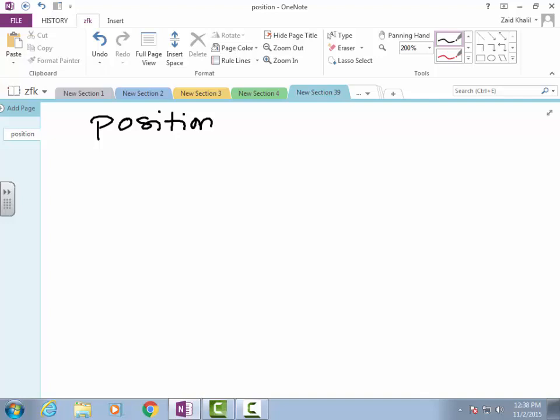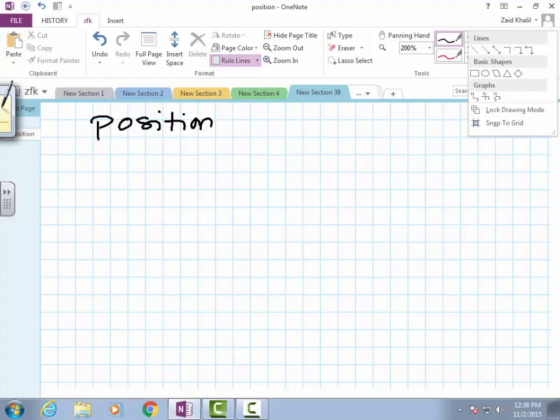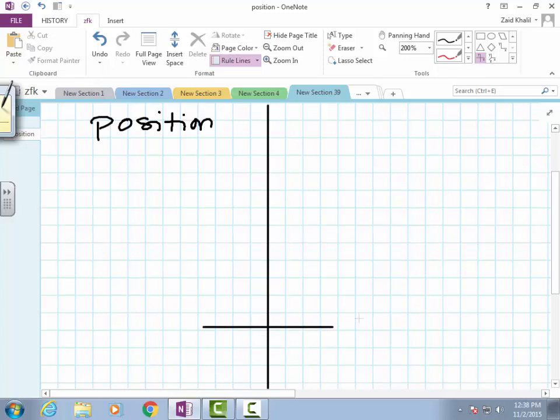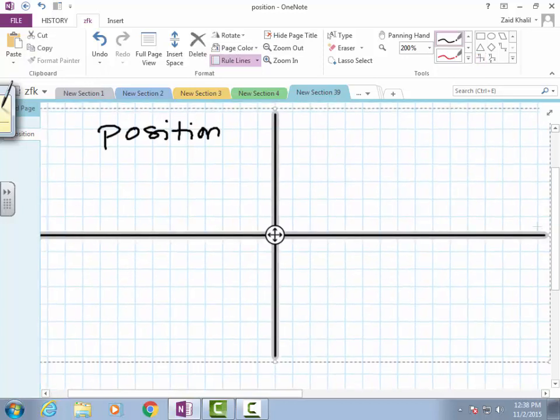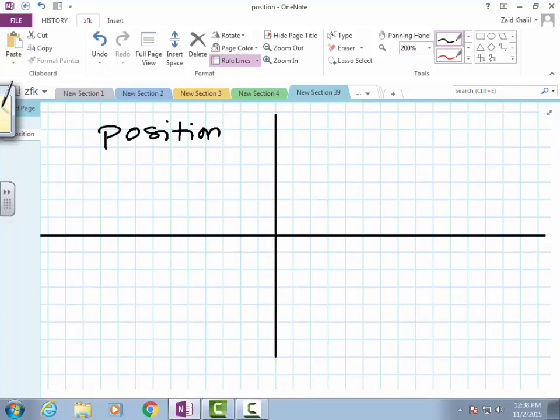So then, how do we do that? What would the position vector correspond to? So naturally, I need ruled lines. And here's my x-y axis. Okay? So what would my position vector correspond to, guys? Well, first I need an origin. So here's 0, 0.